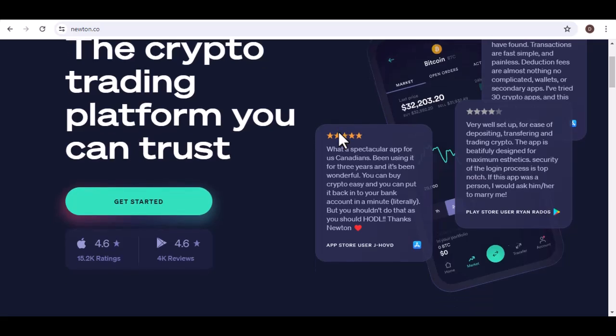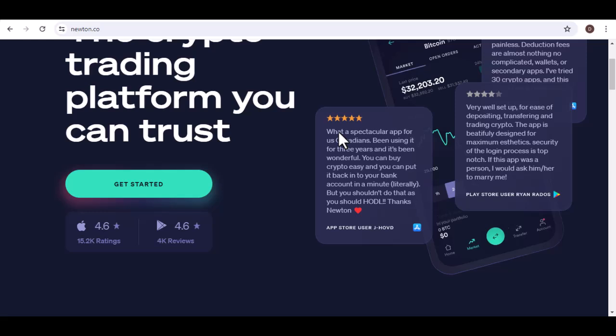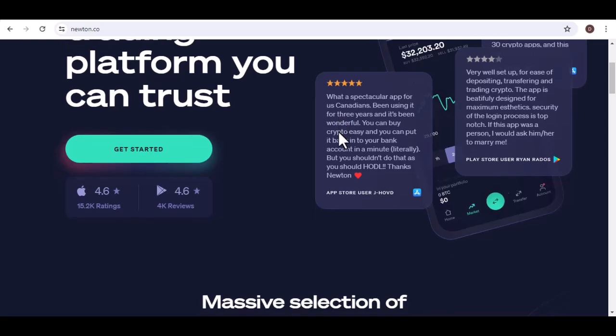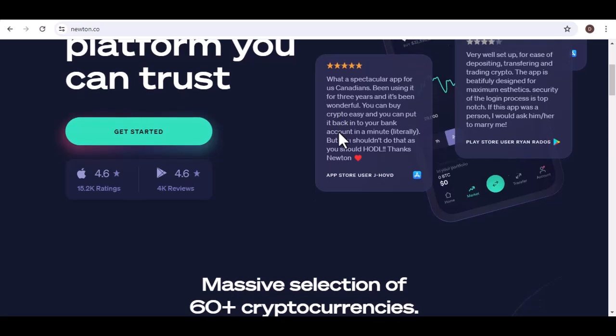Ever heard the saying, money makes the world go round? Well, in the world of investing, money makes the market go round. And Newton is your ticket to that bustling market. Newton is a popular investment platform that allows you to buy and sell stocks, ETFs, and cryptocurrencies. But before you can start exploring the markets, you need to fund your Newton account.